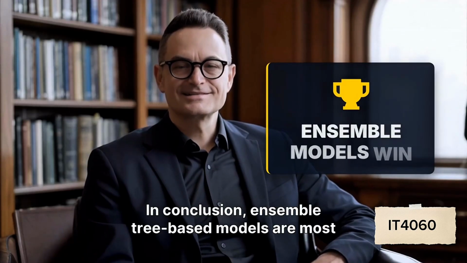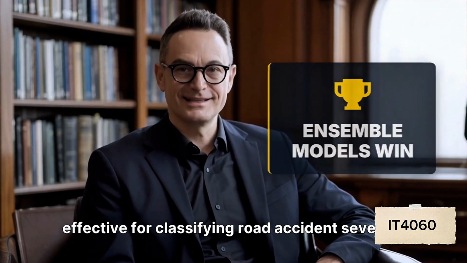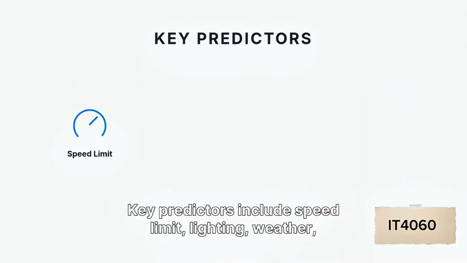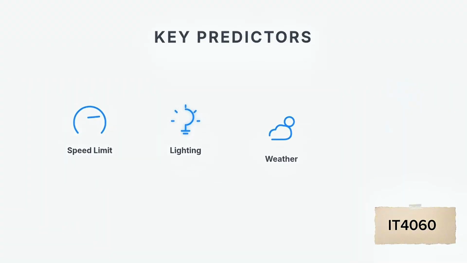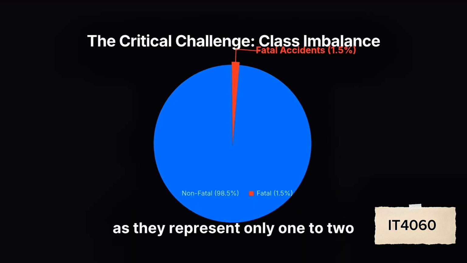In conclusion, ensemble tree-based models are most effective for classifying road accident severity. Key predictors include speed limit, lighting, weather, and road surface conditions. Identifying fatal accidents was the critical challenge, as they represent only 1 to 2% of the data.